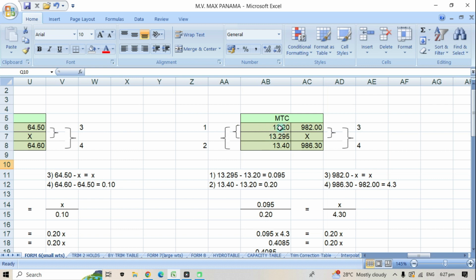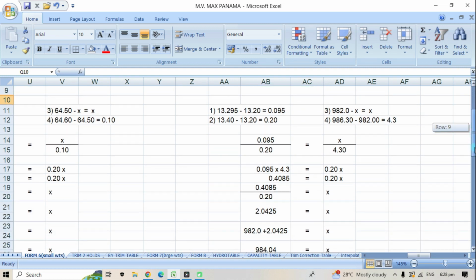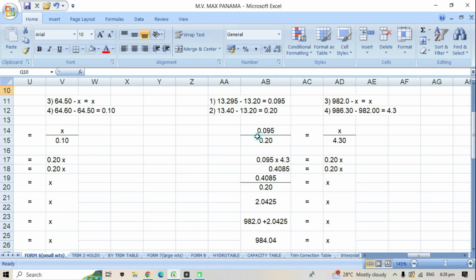We choose the upper portion. So 13.295 minus 13.20 equals 0.095. The extremes: 13.40 minus 13.20 equals 0.20. On the other side, this is the value of x because we don't know it. The extremes: 986.3 minus 982 is 4.3. So we put here 0.095 over 0.20 equals x over 4.30.